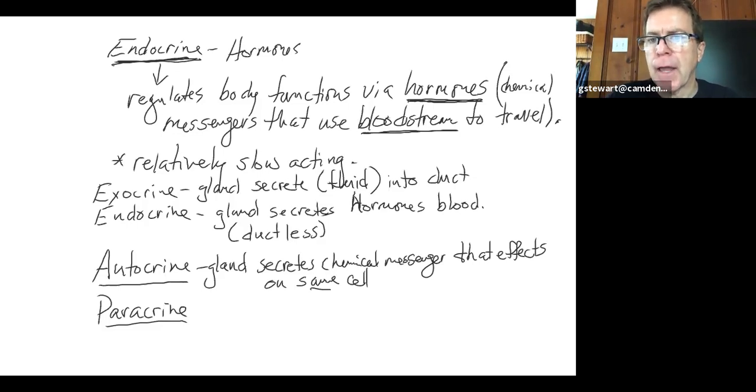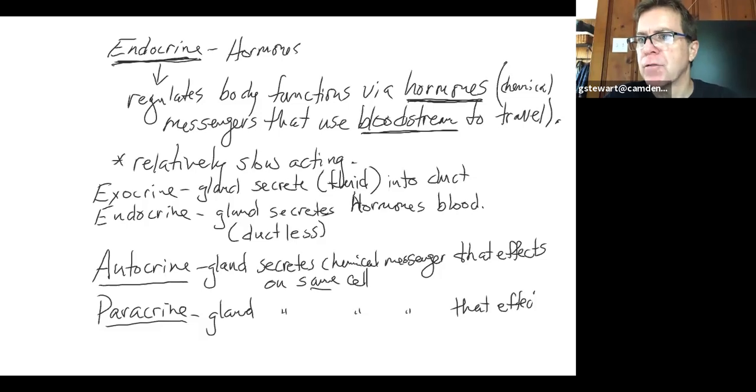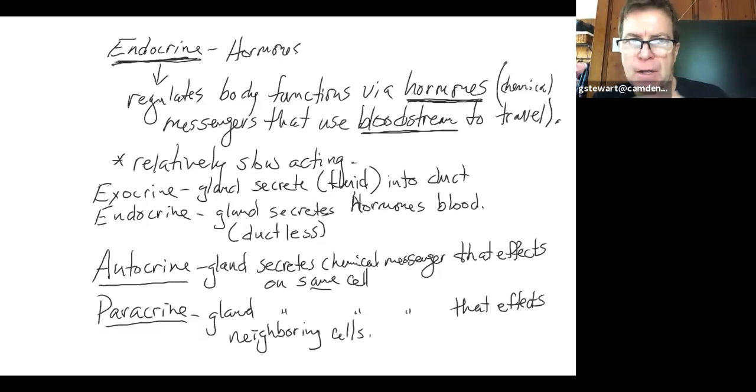A paracrine gland is also like an endocrine gland. It's a gland that secretes a chemical messenger that doesn't need to enter the bloodstream, that affects neighboring cells very close to it. So it doesn't affect exactly the same cell that secreted it, but it affects a cell that's right next to it.